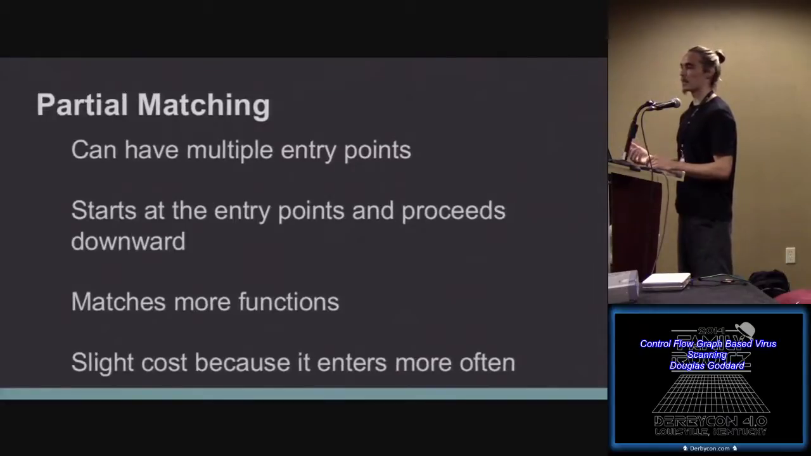The next mode is partial matching. It is the same thing, but you just have to have less than or equal, or greater than or equal, to nodes in the function to enter and try to match. It slows down a bit because you enter more times, but it is still pretty fast.